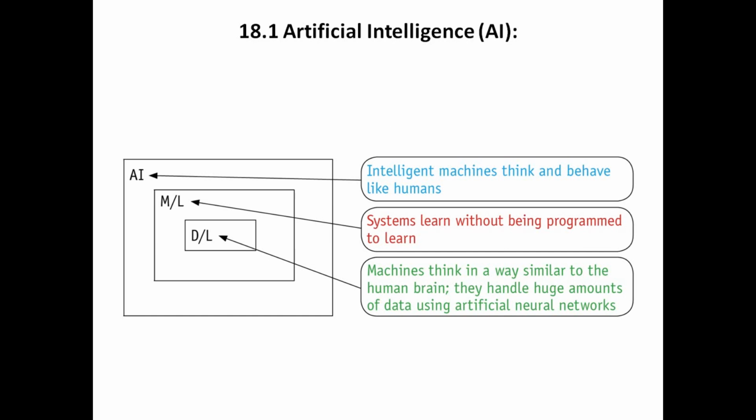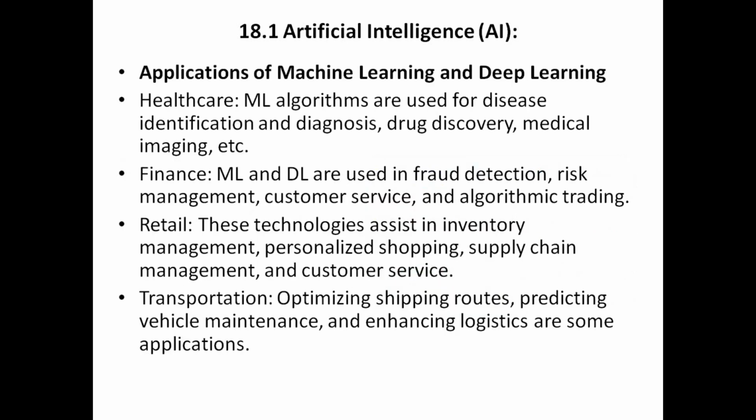So basically AI is making of machines that think and behave like humans. Machine learning is the second layer where a system learns without being programmed to learn, and deep learning is basically making a software or a machine that is very close to the cognitive abilities of a human being, or the thinking process that goes on in a human brain.